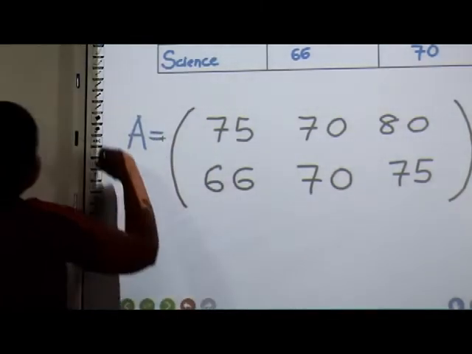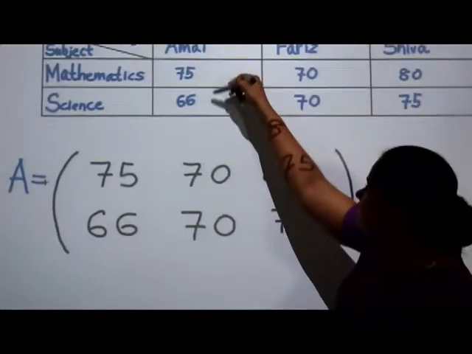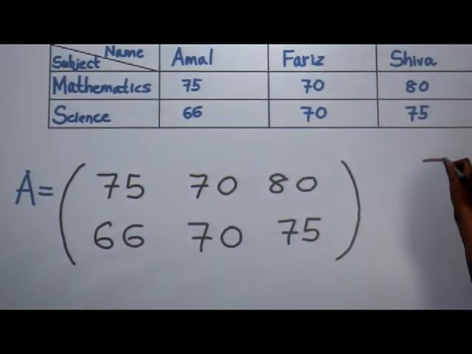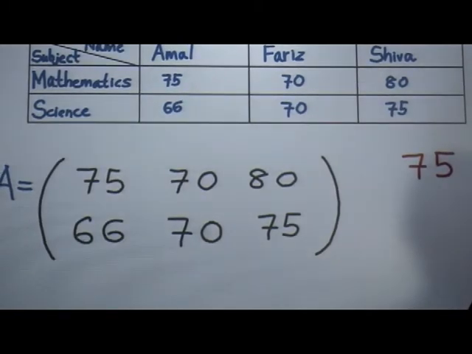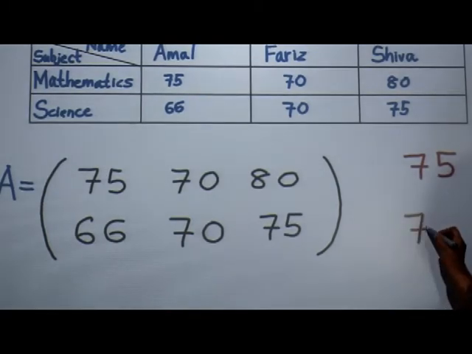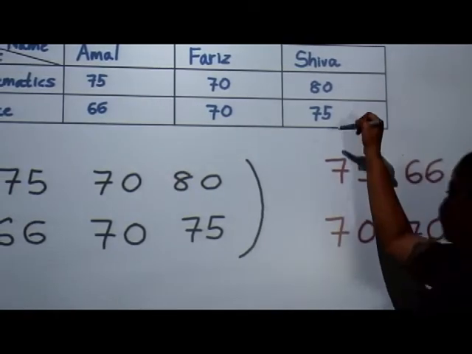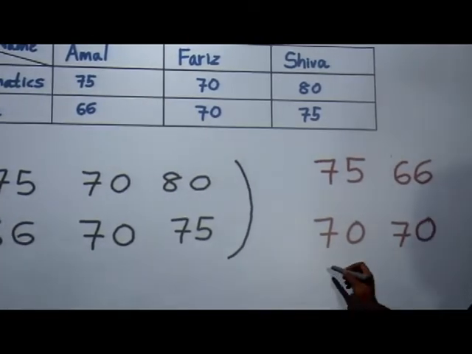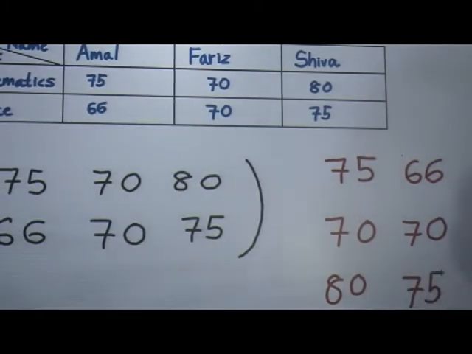The same matrix can be arranged in this manner. That means these 2 numbers can be written in a row like this. 75, 66. And these 2 numbers can be written in the second row like this. And these 2 numbers can be written in the third row. 80, 75. The same matrix that we can arrange in 2 ways.